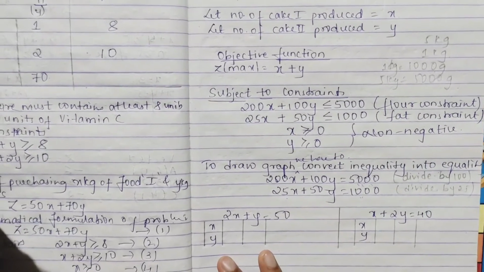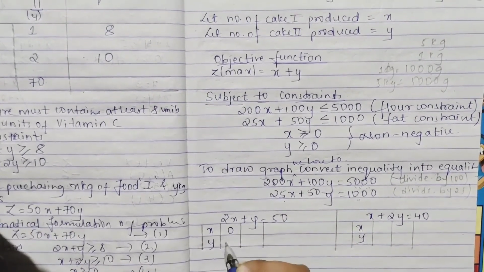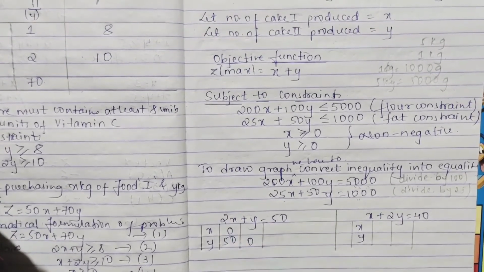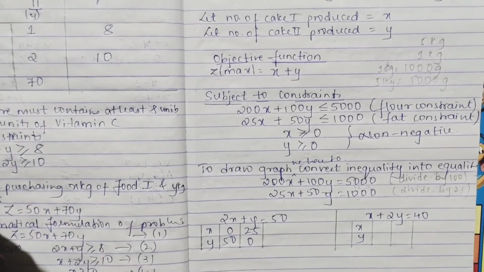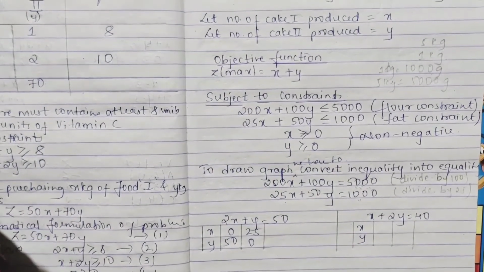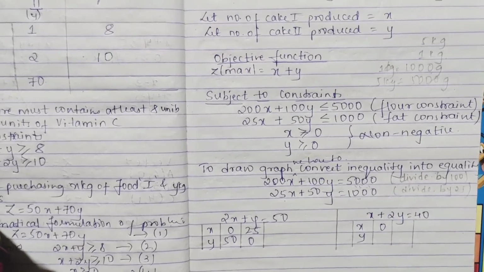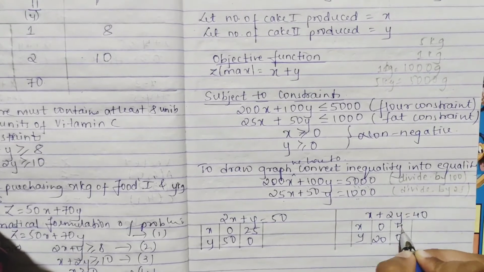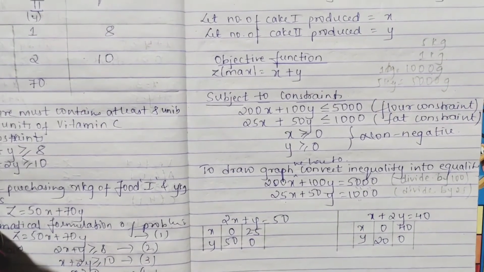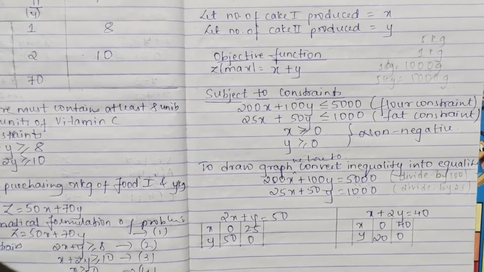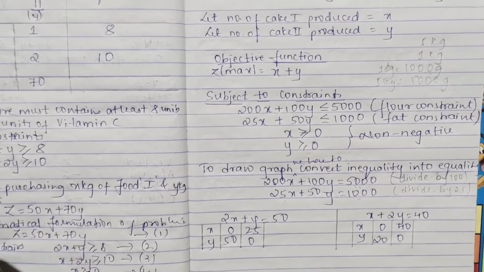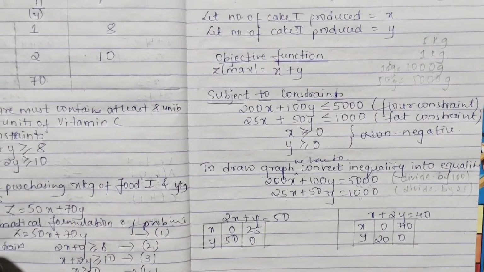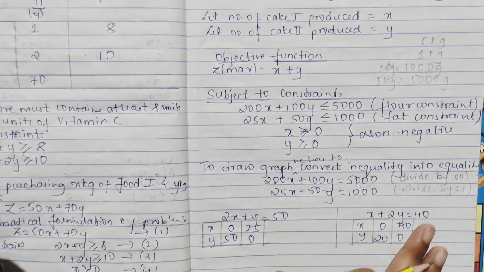First, when we take x as 0, y will be 50. Second, when we take y as 0, x will be 25. And here also, when we take x as 0, y will be 20, and when you take y as 0, x will be 40. This is the simplest way, we go with our zeros only. You can take any points, it's your wish, but this is very accurate sometimes. So we'll plot the graph. Please pause the video to note everything down, students.